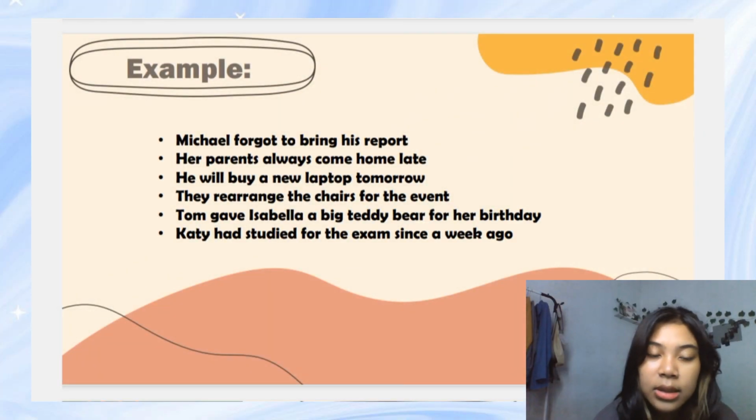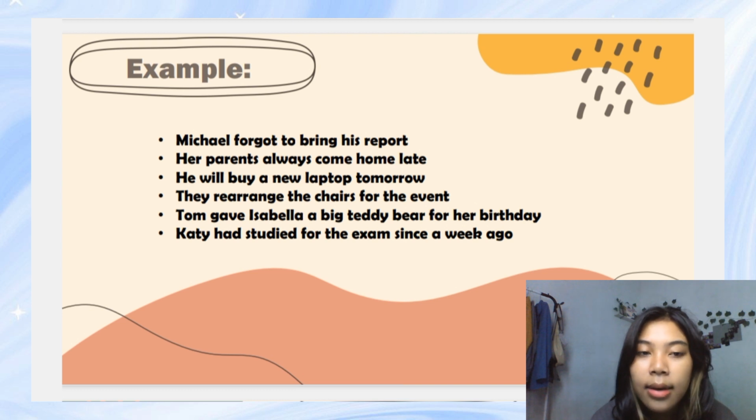Next, examples. So here are some examples of active voice. Michael forgot to bring his report. Her parents always come home late. He will buy a new laptop tomorrow. They rearranged the chairs for the event. Tom gave Isabella a big teddy bear for her birthday. And last, Katie had studied for the exam since a week ago.